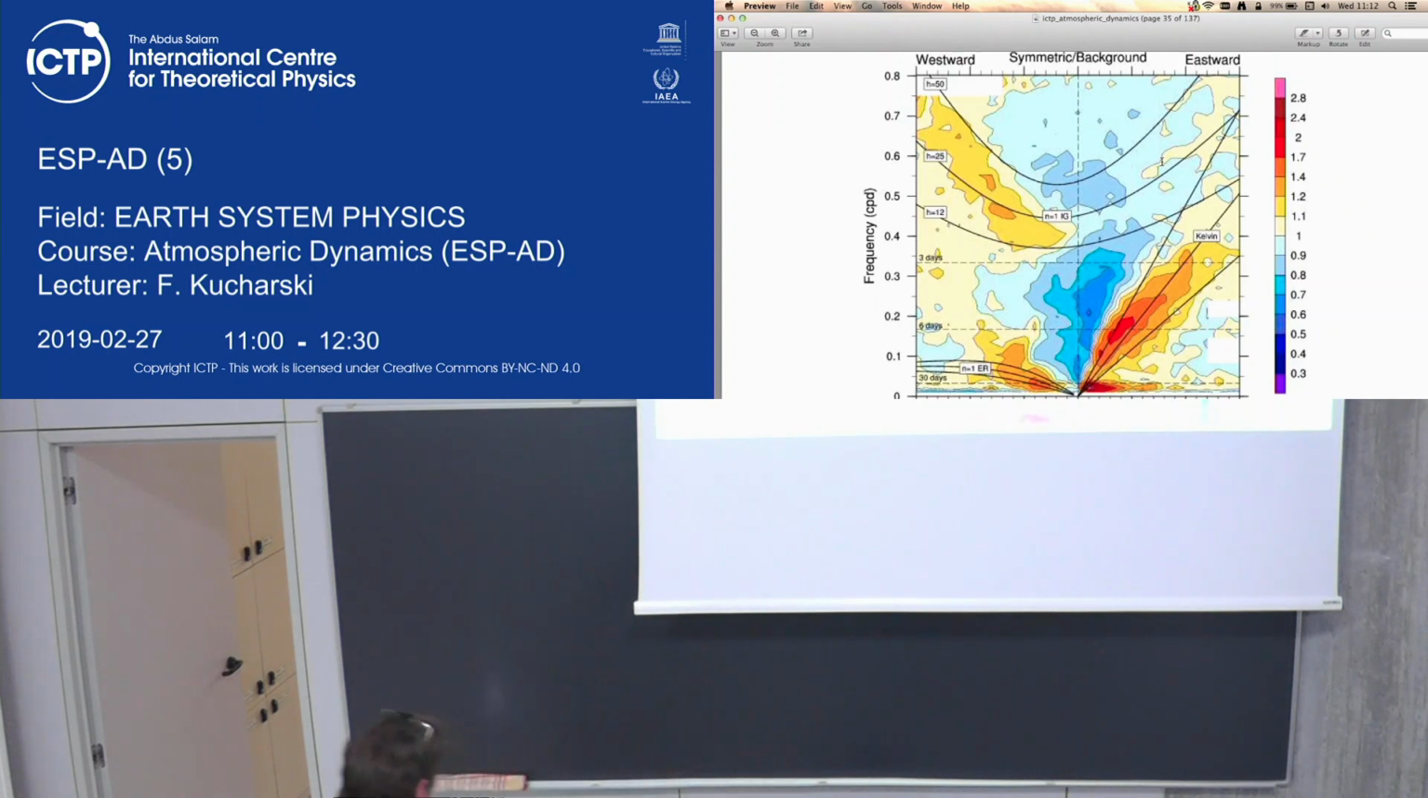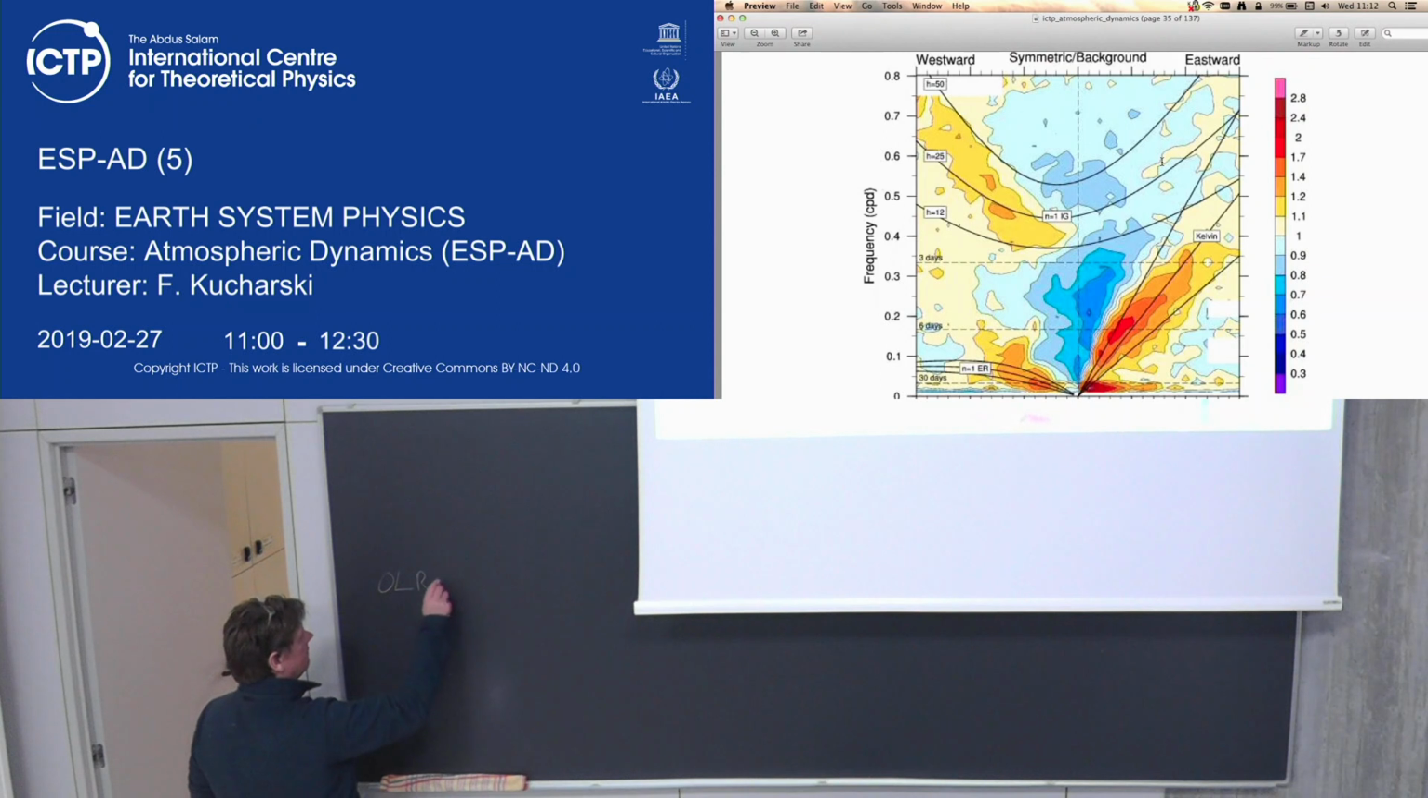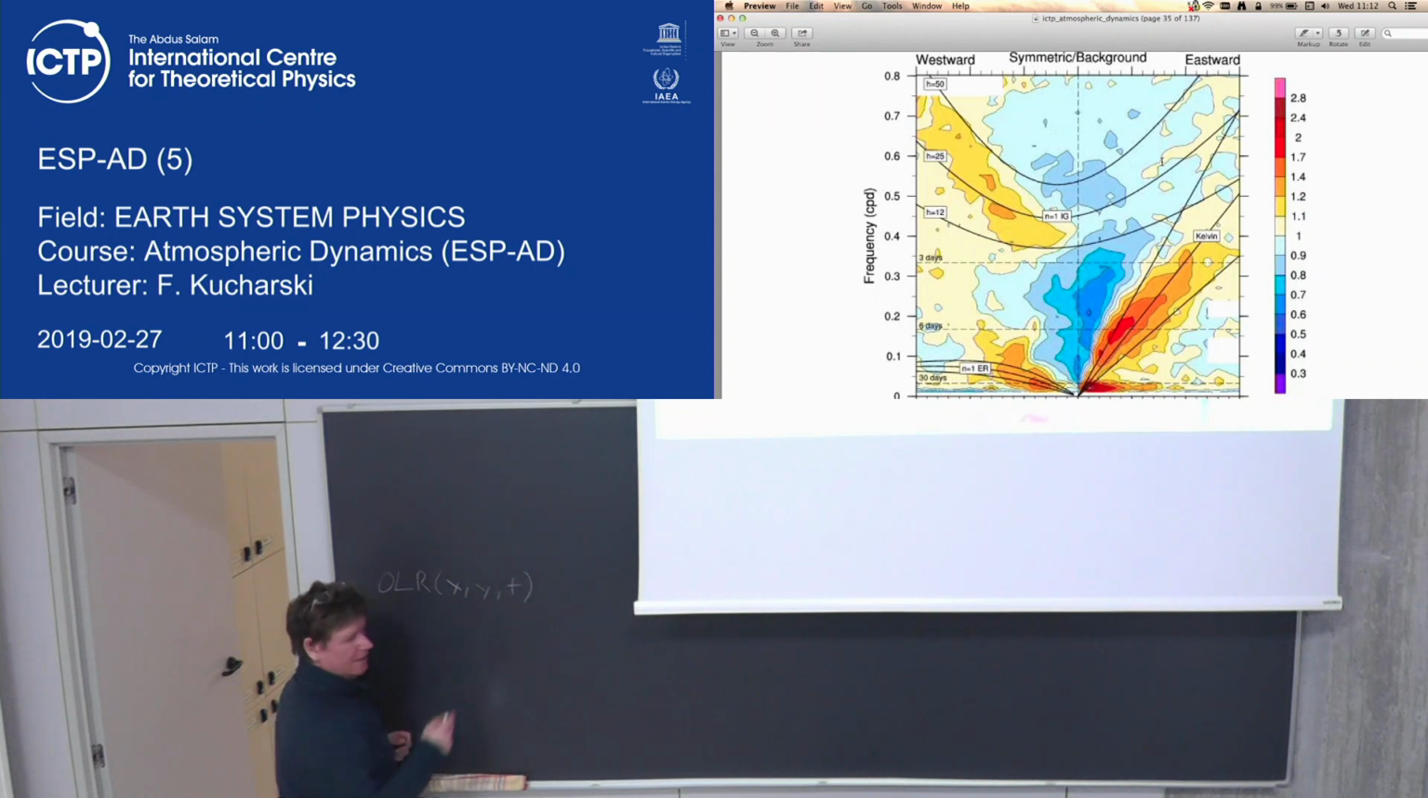So of course what we have to do is, if we have a field like OLR that can be a function of, in this case, x, y, and time, because z, there's no z, this is just a field that we measure from the satellite, just the net radiation that comes out. If we want to produce such a power spectrum, we have to do a Fourier transform, and transform this into something like k, l, and frequency.